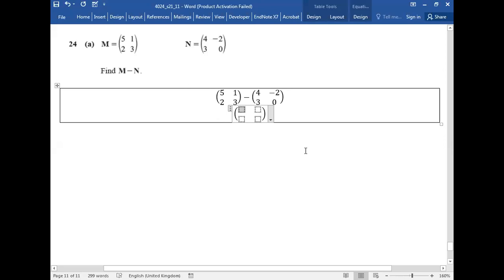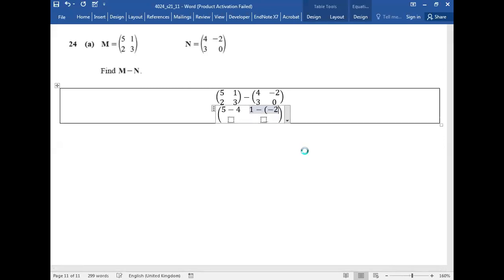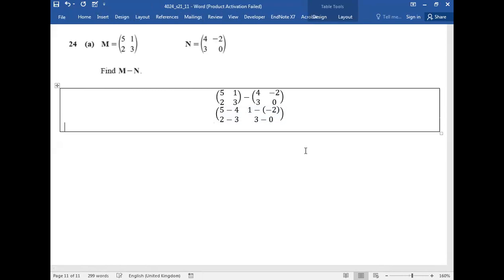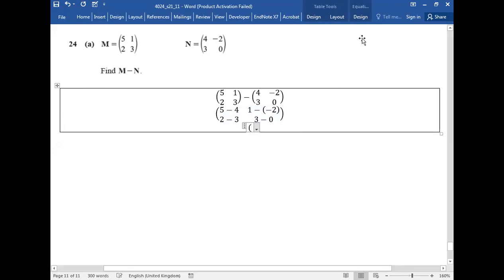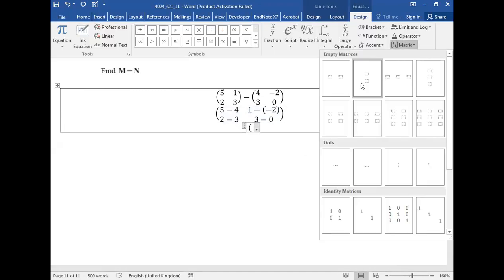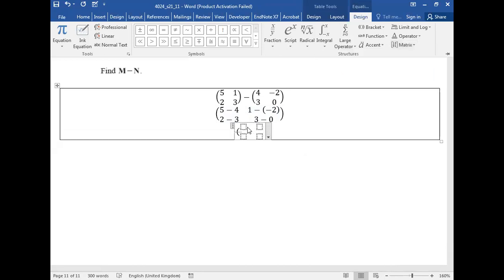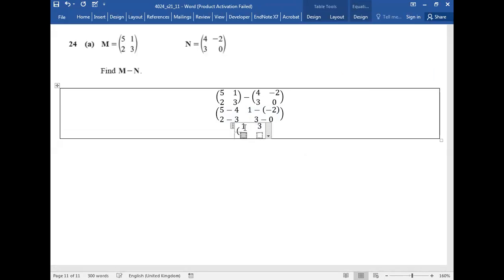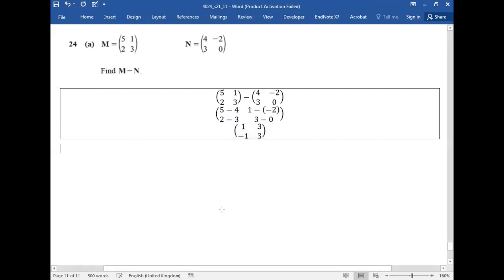Class. Next is vector subtraction. 5 minus 4, 1 minus minus 2, 2 minus 3, and 3 minus 0. So what is the vector that we get when you subtract m from n? 1, 3, minus 1 and 3. Well done.